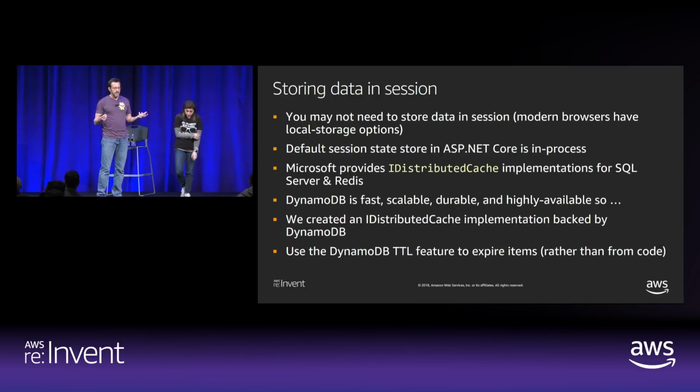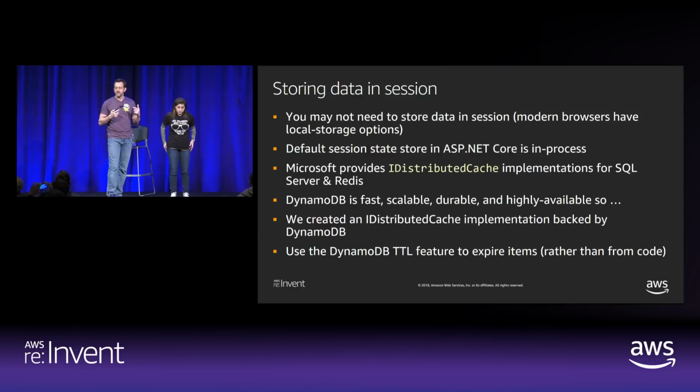But if you do need to store things in session and then have that be available to all of your microservices, out of the box, ASP.NET session stores it in process, right? If you were an ASP.NET Framework developer, you probably know that you could go into web.config and change it from in process to something like SQL Server or a state server. With ASP.NET Core, the default is also in memory or in process. And then if you want to put it somewhere else, you have an implementation of IDistributedCache.